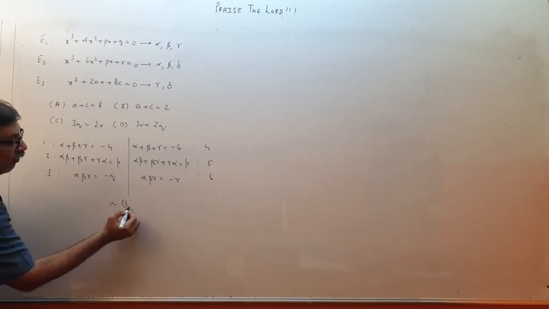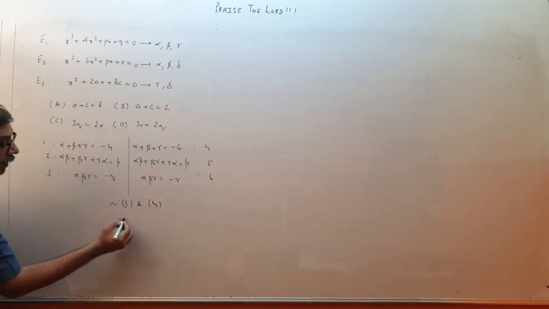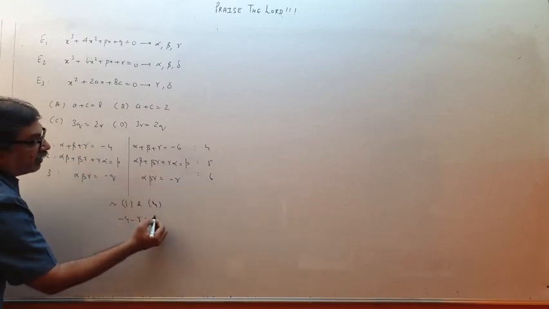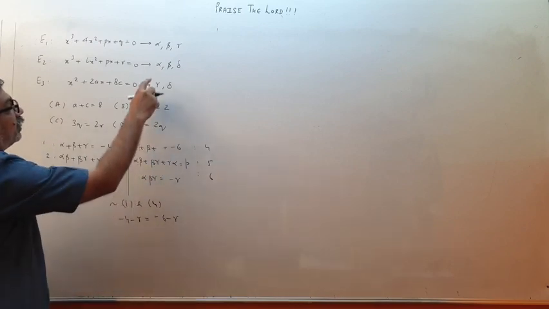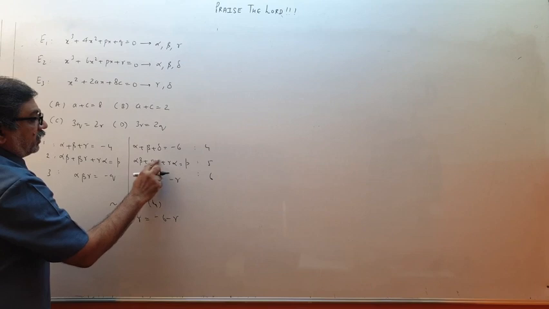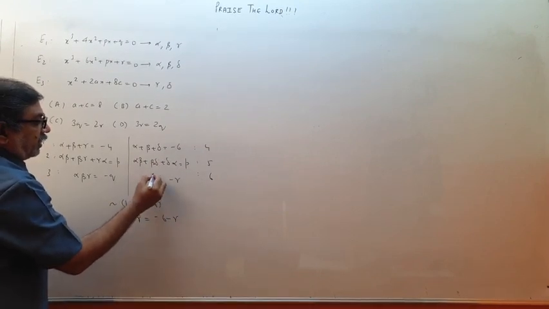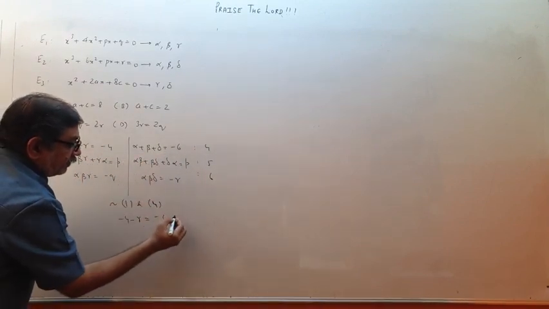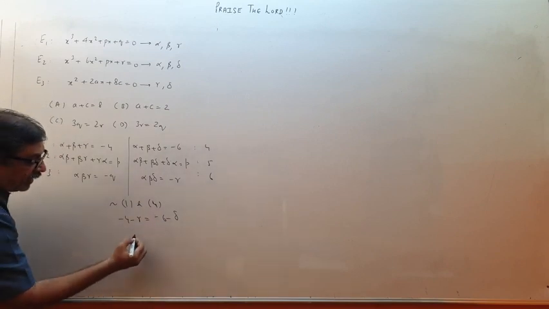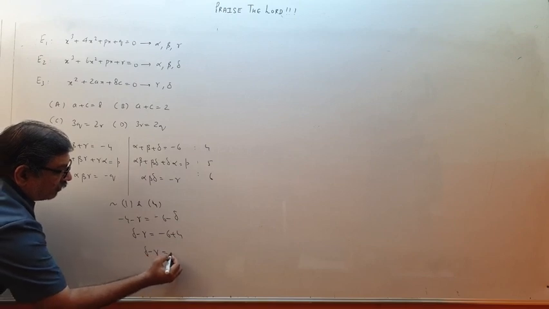So comparing 1 and 4, alpha plus beta will be minus 4 minus gamma. Here it will be minus 6 minus delta, sorry, delta, with alpha beta plus beta delta plus delta alpha and alpha beta delta. So minus 4 minus gamma will be equal to minus 6 minus delta. So I take delta over here: delta minus gamma will be minus 6 plus 4. So delta minus gamma will be minus 2. That is the 7th point I get.